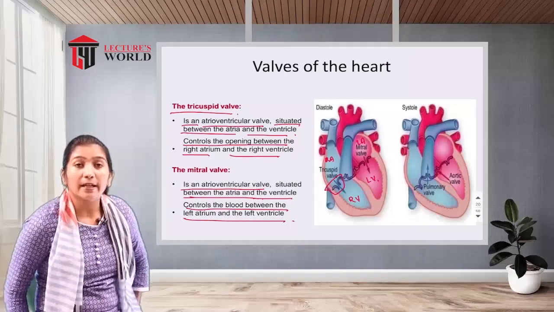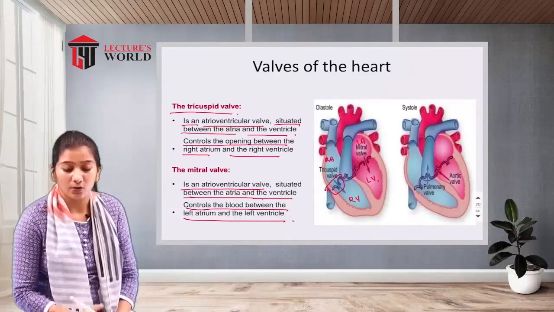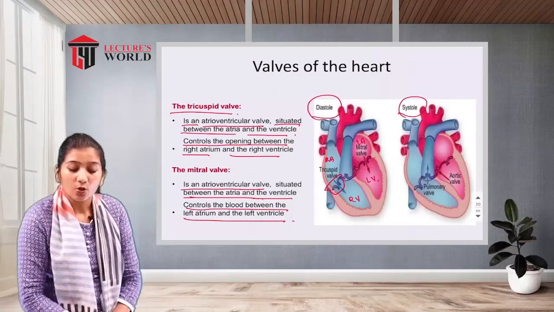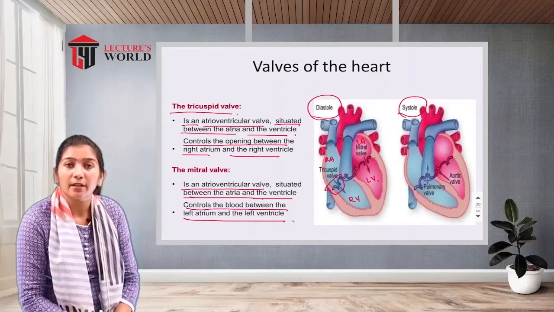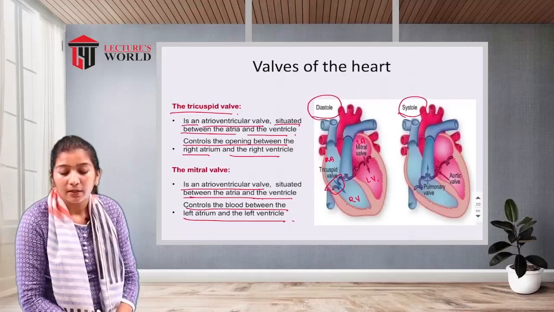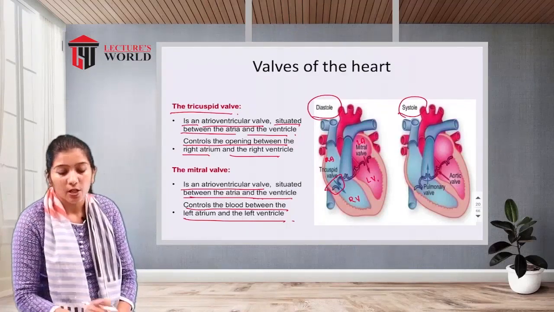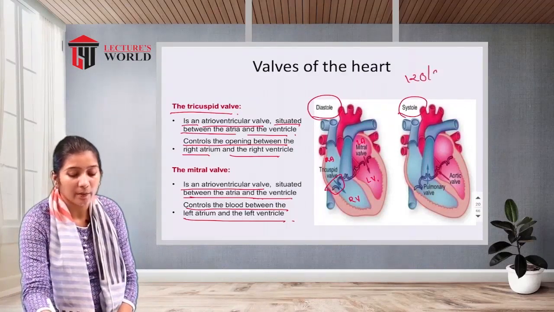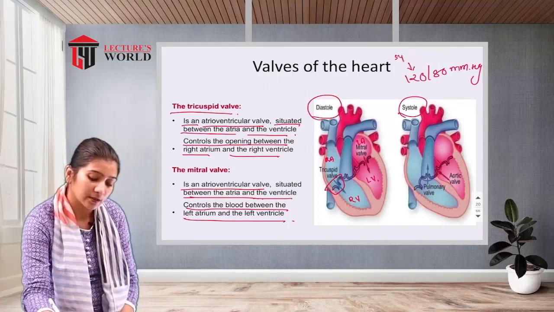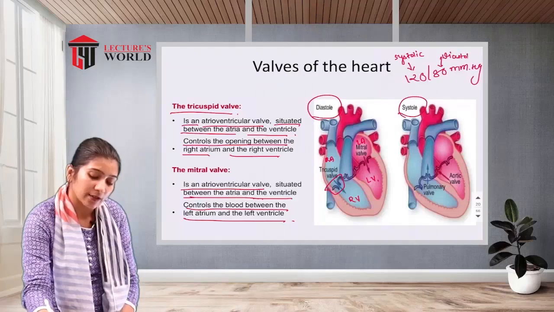When we are taking the blood pressure, there are 2 types of pressure we are measuring, known as the systolic pressure and the diastolic pressure. When the tricuspid valve is taking action, that pressure is known as diastolic pressure, and when the pulmonary valve and aortic valve are taking action, it is known as systolic pressure. The normal blood pressure is 120 by 80 mm of Hg. So 120 is the systolic blood pressure, and 80 is known as the diastolic blood pressure.